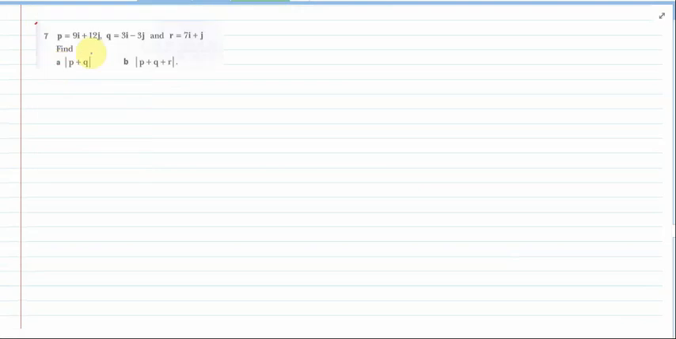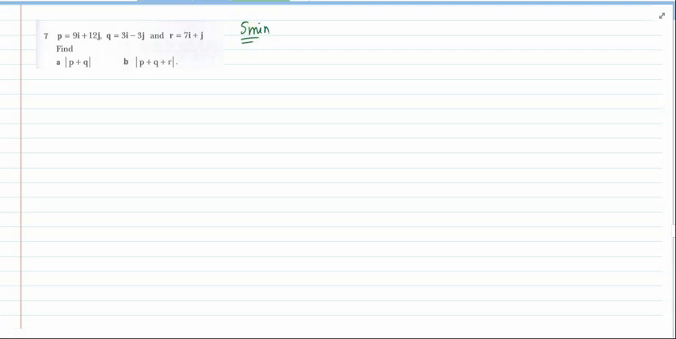The question says P is given, Q is given, R is given. You need to find the magnitude of P plus Q. So firstly we need to find P plus Q and then the magnitude of it, and similarly for part D we need to do the same. For these two parts you have a time of 5 minutes. Give it a try and then I will tell you the answer, so start.